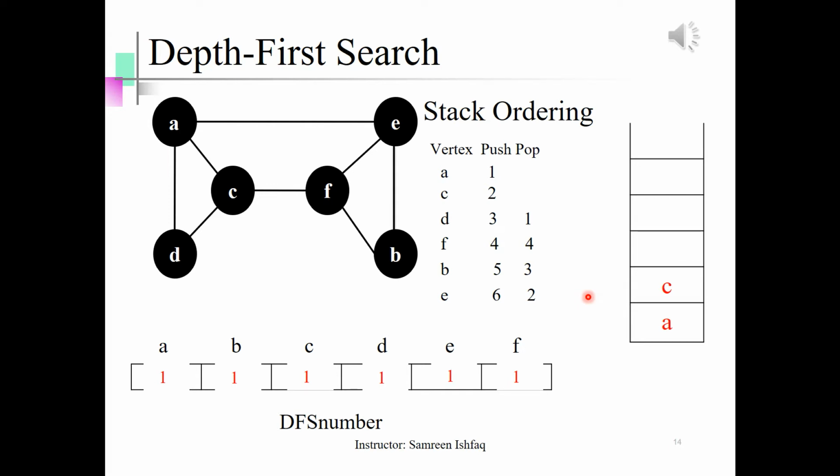We will resume the DFS function call with vertex C. We have already checked all of its neighbors. Now we will pop C from the stack.